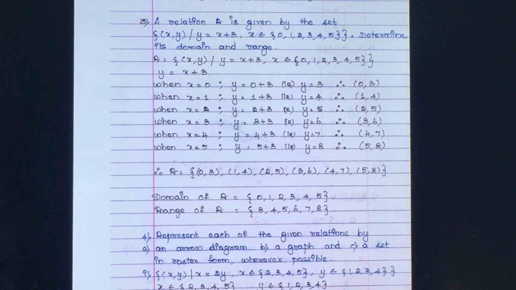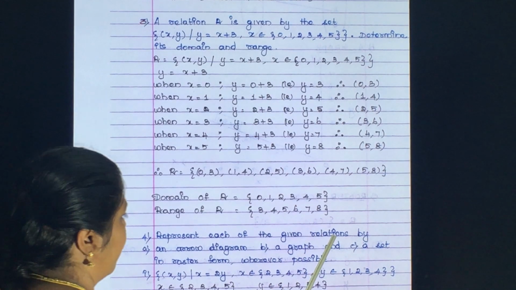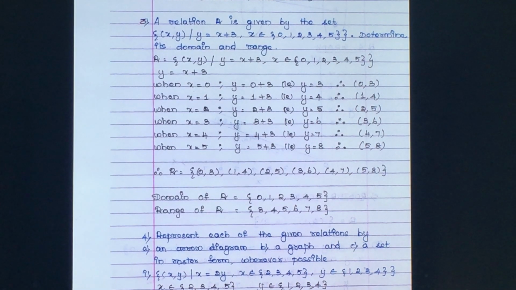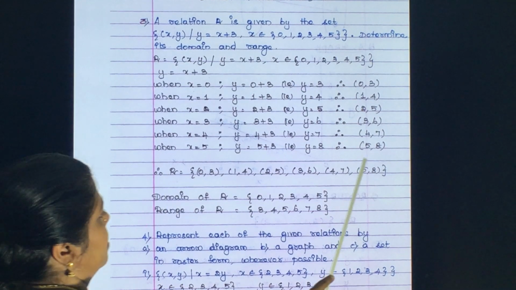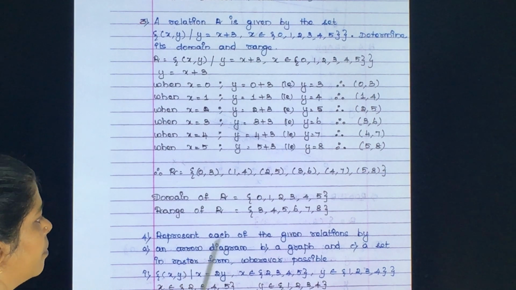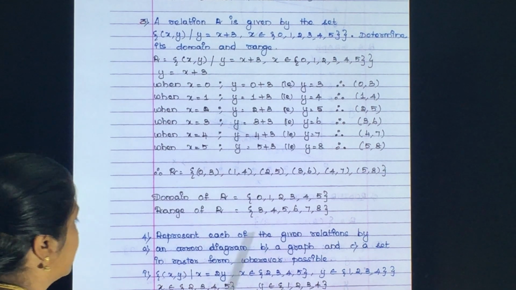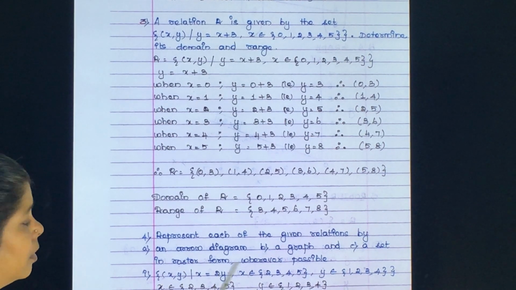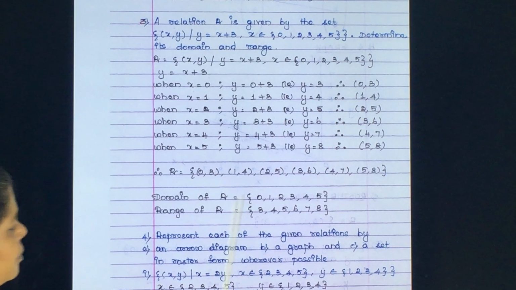Okay. Sum number 4. Represent each of the given relations by children. So far we have been writing relations like this. Okay, within the set bracket we have been writing. Now the same relation we are supposed to write using an arrow diagram, by a graph, and in set roster form. Okay, all that we are supposed to do. Now let us see how to do that.